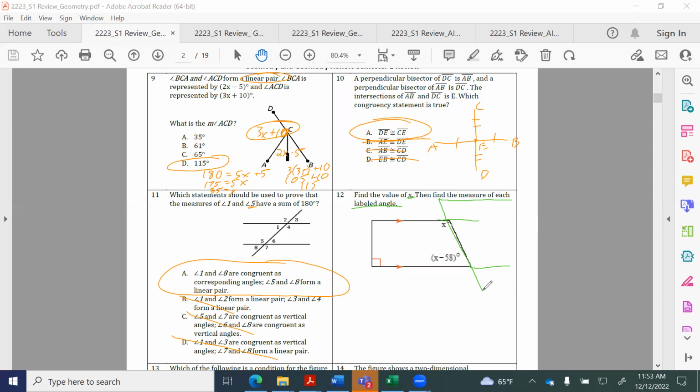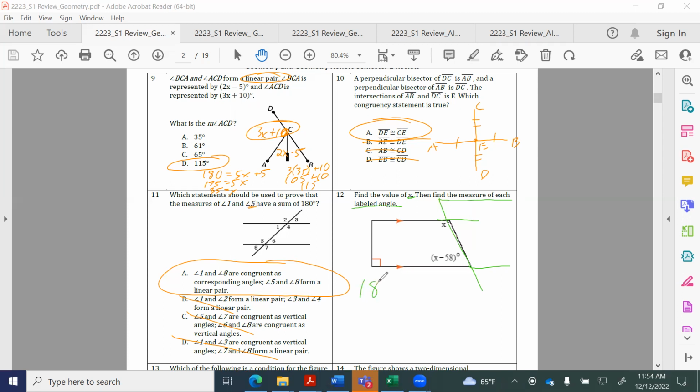Are same side interior angles congruent? No, because we have 1s of 2s, 1s of 2s. So there's only 2 things that could happen if we were dealing with parallel lines. Either the angles were congruent or they were, what was the other possibility? Supplementary. They had to equal 180. So either congruent, equal, or they were supplementary, added up to 180. Here, these are adding up to 180.